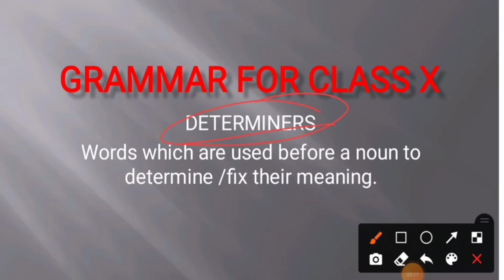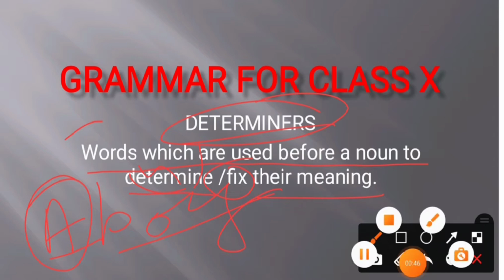So if we look at the very simple definition of determiners, they are words which are used before a noun to determine or fix its meaning. Okay, so these words are known as determiners, right? Like for example, if I say a boy, here boy is a noun and I am fixing it. A limited boy means one boy I am talking about here, right? So this kind of words are known as determiners. Now further we will go ahead with this topic.